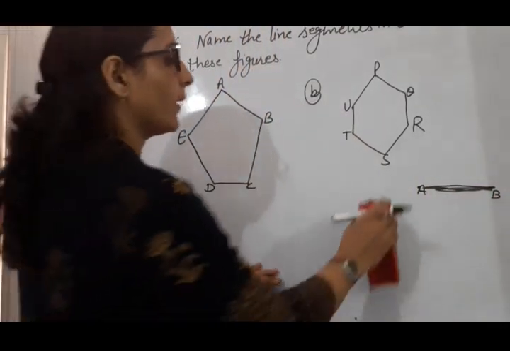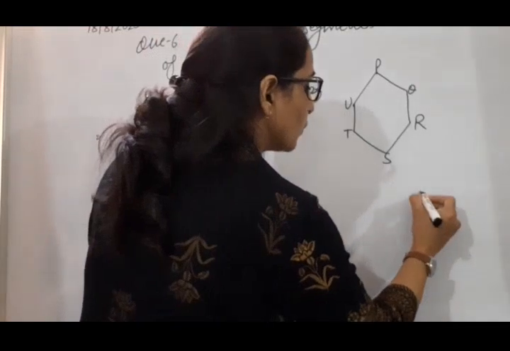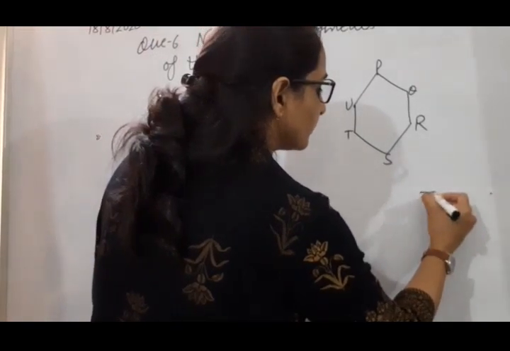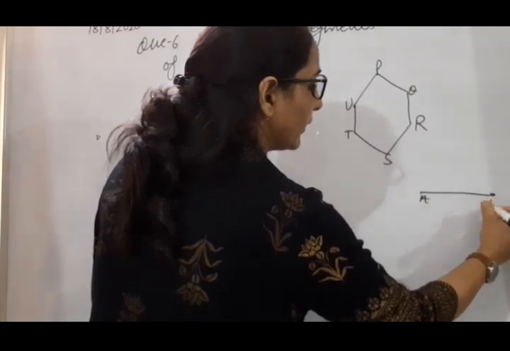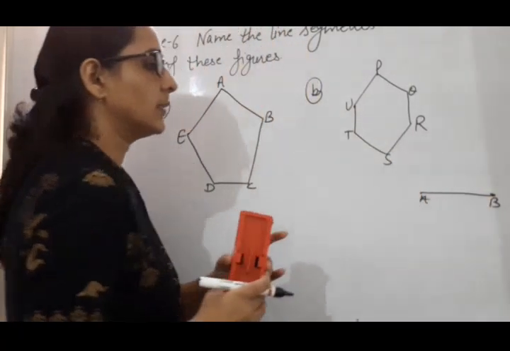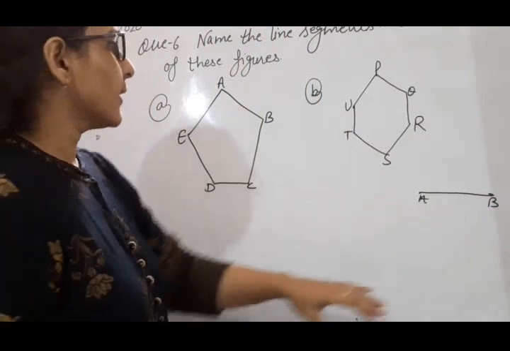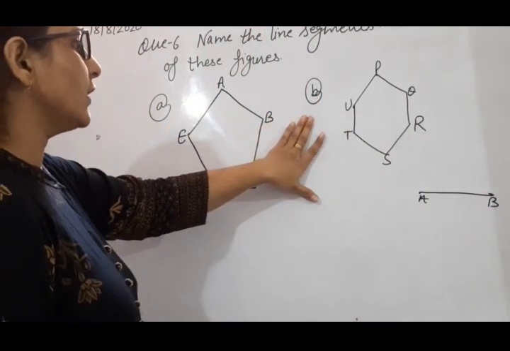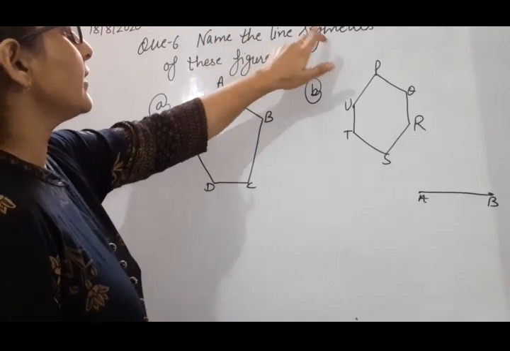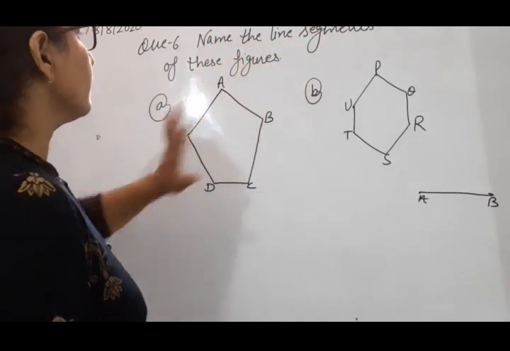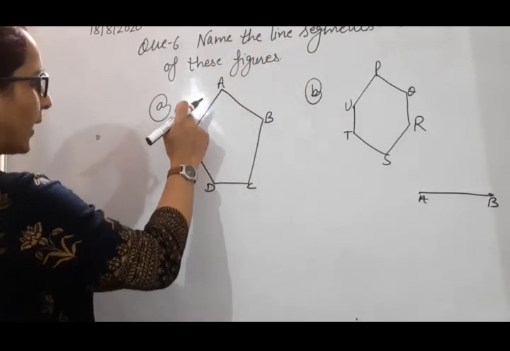Clear? Take this point and this point. You can name them A and B. This is the line segment. So in both the given figures we will find how many line segments there are and name the line segments in each figure. So start from part A.